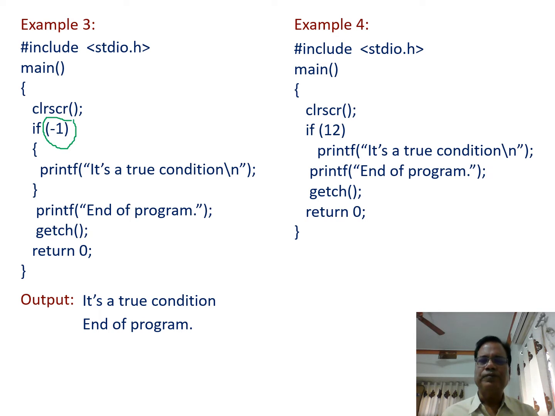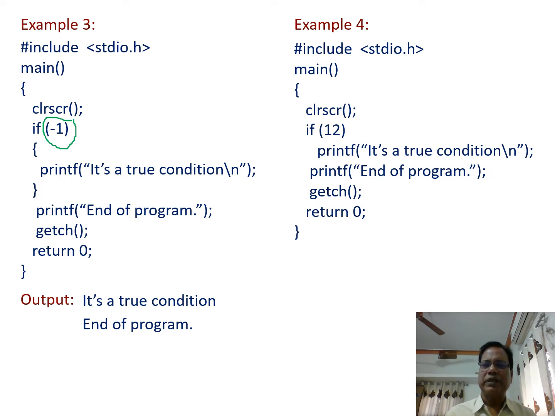Now again, in this program, here we have taken the 12. So 12 is again the non-zero value. It means that the condition is true. And also see that in this program, here only one statement is there. So this is not included within the open and close parentheses. So no need, if only one statement is there, that is part of the if statement. So no need to include the open and close parentheses.